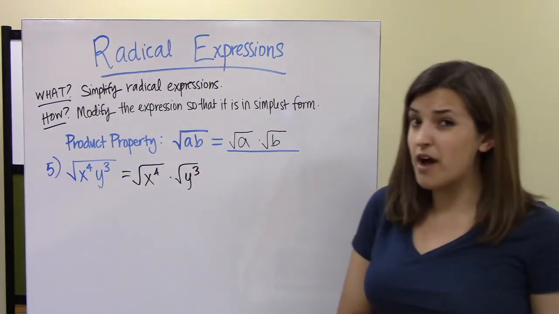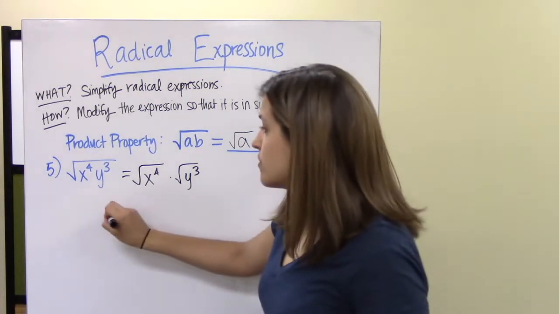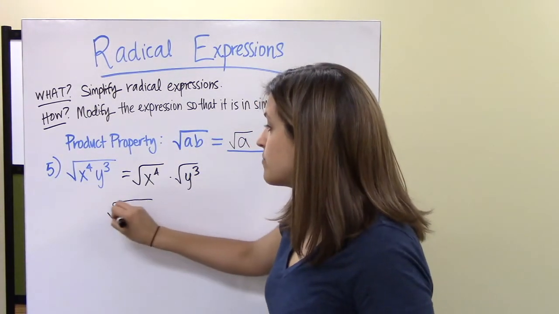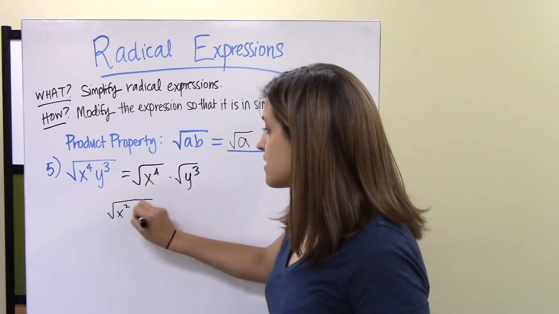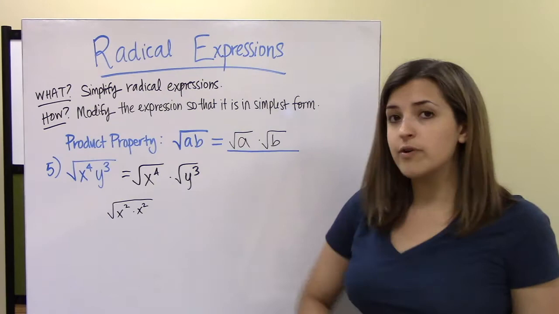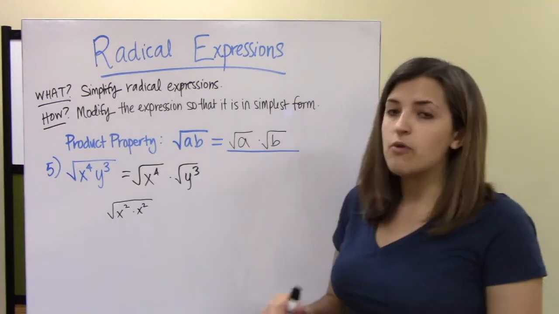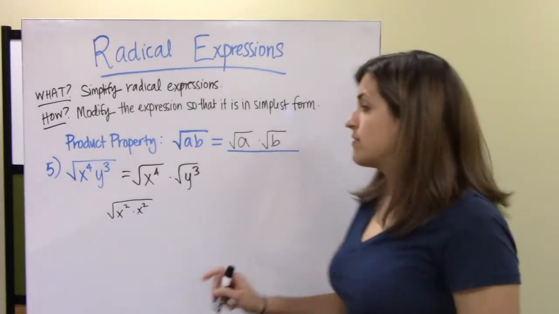Now you have a couple of options. We can separate these further, since the square root of x to the 4th really equals x squared times x squared, or you can recognize that the square root of x to the 4th is just x squared. But when in doubt, write it out. So we're going to write it out together.